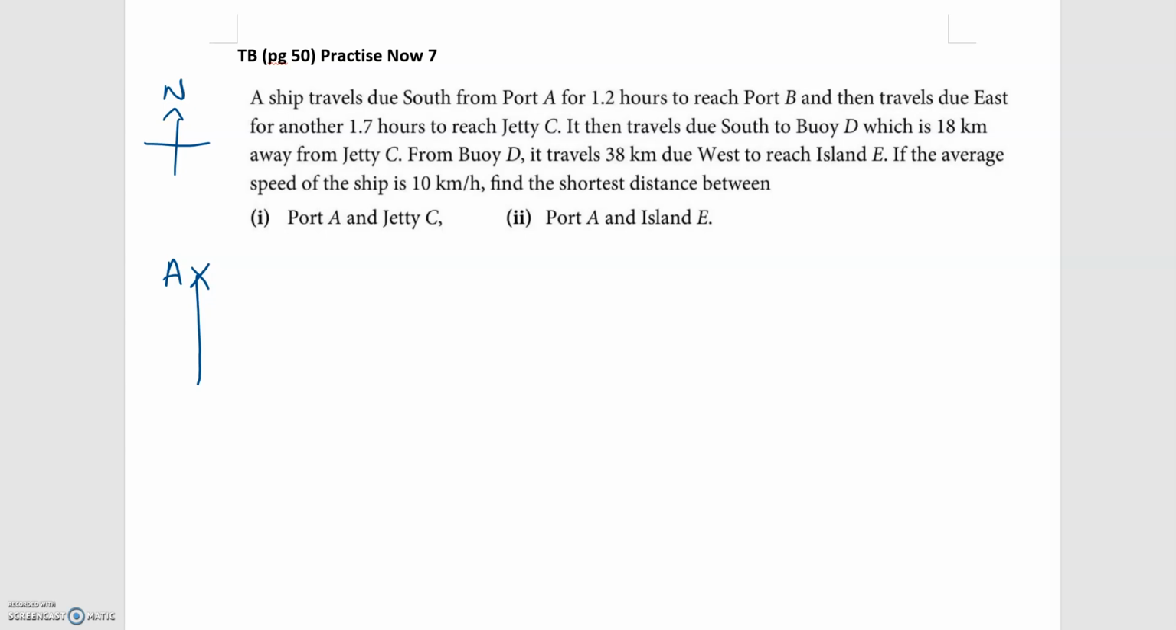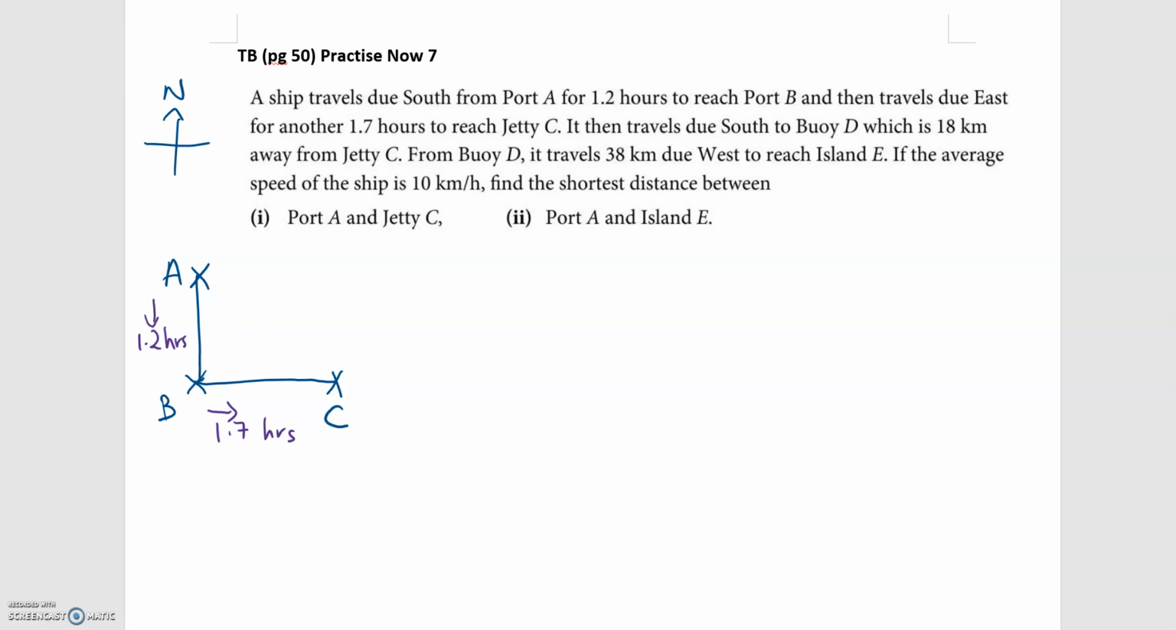for 1.2 hours to reach port B. This will be port B. I will illustrate that it has gone for 1.2 hours. And then travels due east for another 1.7 hours to reach jetty C. Okay, so I know that jetty C is slightly, the distance from B to C is slightly further than A to B because I actually travel for half an hour more.